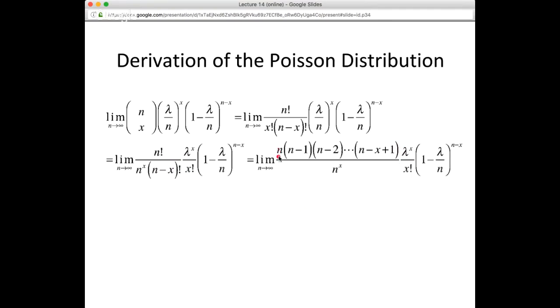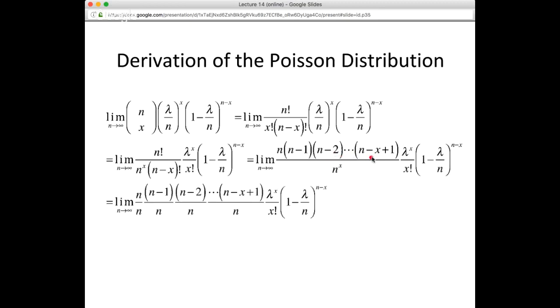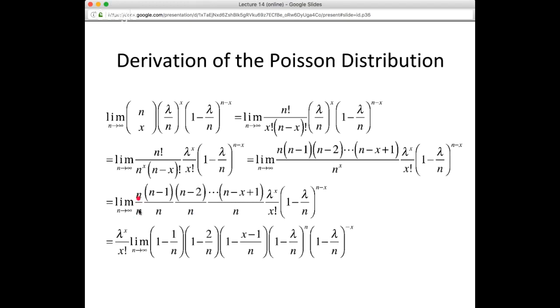And then if I think about it, I've got exactly x terms here. I've got 1, 2, 3, and then I've got x terms because I stop before n minus x. And that means I can sort of distribute this n to the x so it's associated with each of these terms. And I went ahead and did that here. And furthermore, I can then divide the n in the denominator into all these terms in the numerator, and also pull out this lambda to the x over x factorial in the front because it doesn't depend on n. And then I end up with a product of a series of terms that involve things like 1 minus 1 over n, 1 minus 2 over n, 1 minus x minus 1 over n, etc.